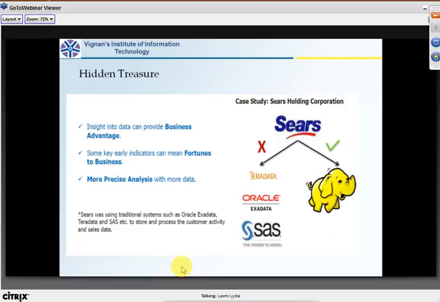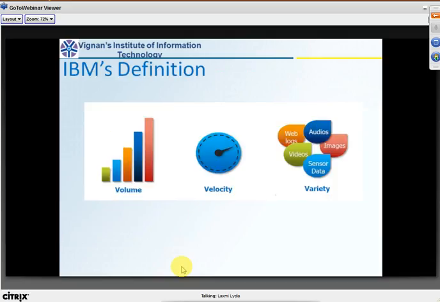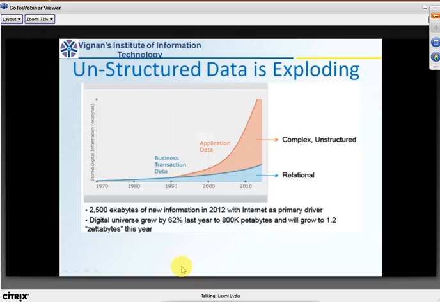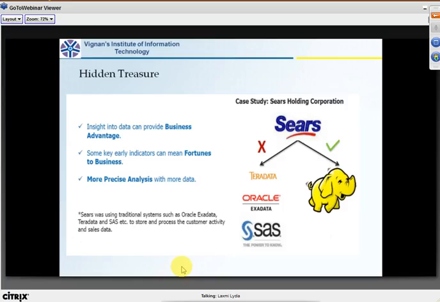But with unstructured data, I have shown you the graph of how unstructured data was exploding. As long as the company was getting structured data, Sears worked with Oracle to perform the analysis. But as soon as Sears started getting structured, unstructured, and semi-structured data, a mixture of all kinds of data, Oracle failed. Why? Because with Oracle we can perform only structured data analysis, but not unstructured data analysis. That becomes a problem. Now Sears started making use of Hadoop.